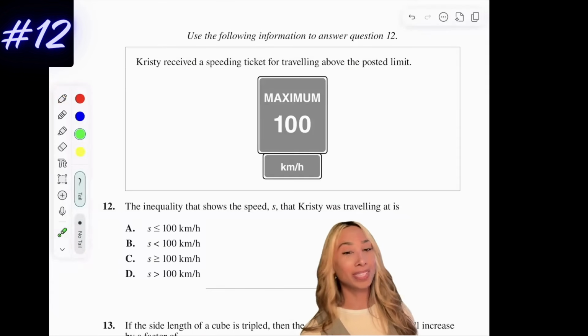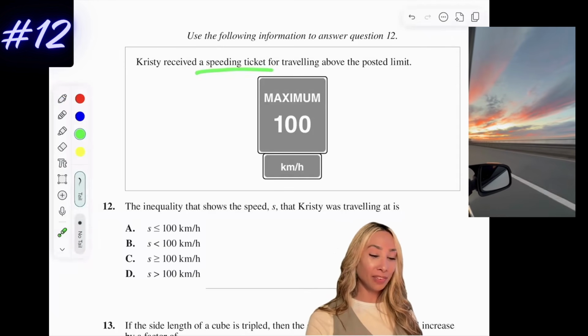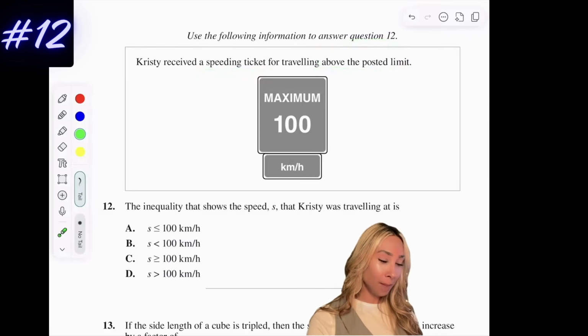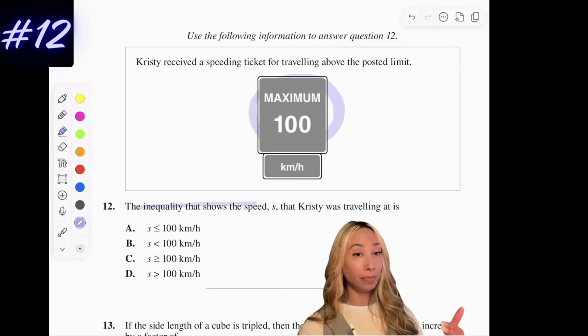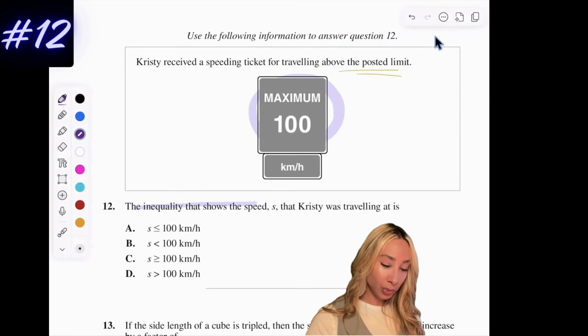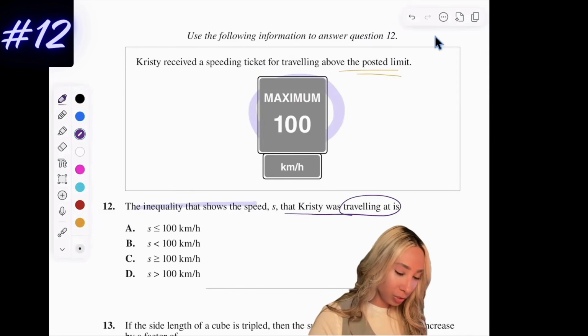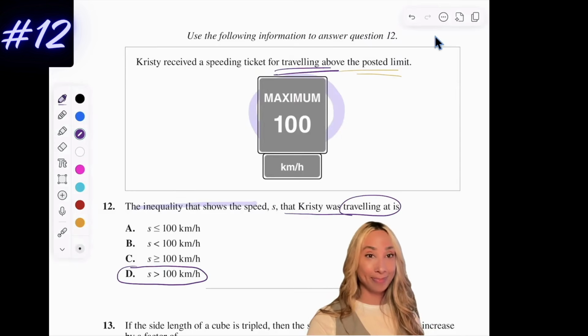All right, number 12, as the majority of you might be getting your learners or just got it. Christy received a speeding ticket for traveling above the posted speed limit. Here's what it says: maximum 100. Now we want to know the inequality that relates to the speed. She got a speeding ticket for traveling above. So the inequality that shows the speed Christy was traveling at is S is greater than 100 kilometers. She was traveling above 100, and that's how she got her ticket.